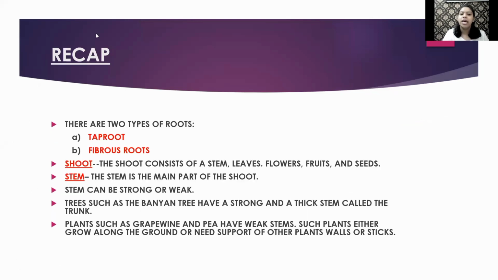Okay, moving on. There are two types of roots, the taproot and the fibrous root. The shoot consists of leaves, stem, flowers, fruits, and seeds. The stem is the main part of the shoot. Stems can be weak or strong. Trees such as the banyan tree have a strong and thick stem called the trunk, and plants such as grapevine and pea have weak stems that need support to grow from the ground up to where they want to go.